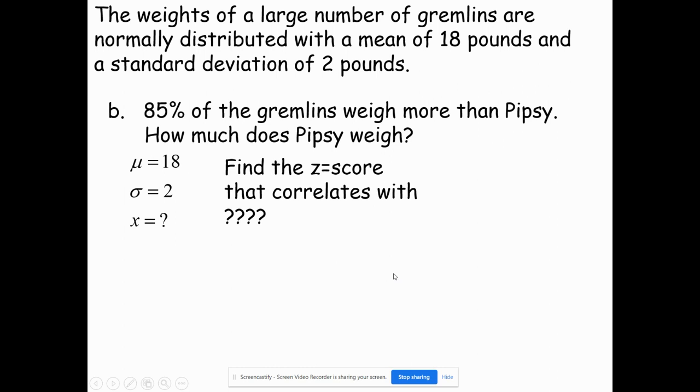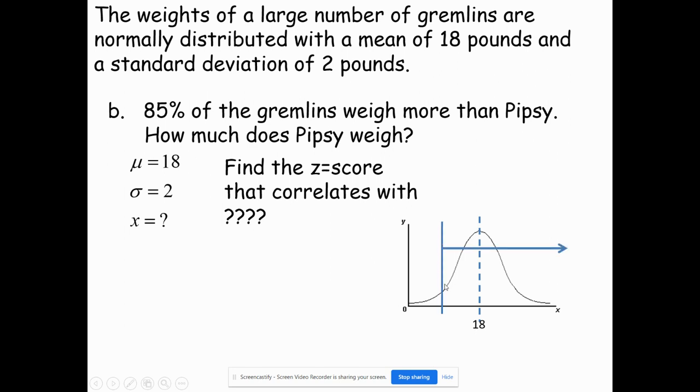So you're going to find the z-score that correlates with what? That's the question. So think about what your chart is here, right? This is your normal curve. This here is your mean, which is going to be right in the middle, which is 18. 85% of the gremlins weigh more than Pipsy. So this would be the amount that would weigh more than Pipsy.